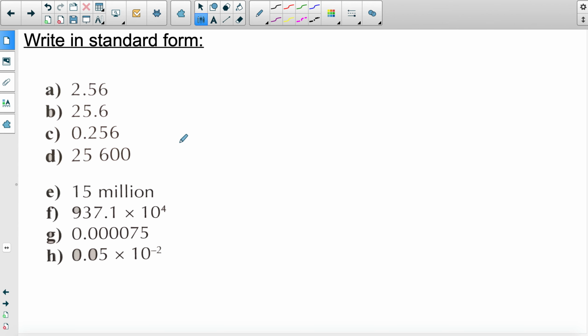Some of the questions in standard form are to write numbers in standard form. So I'm going to go through a couple. You can pause the video, attempt the rest, and then I'm going to put up the solutions. So I'm going to attempt part D.